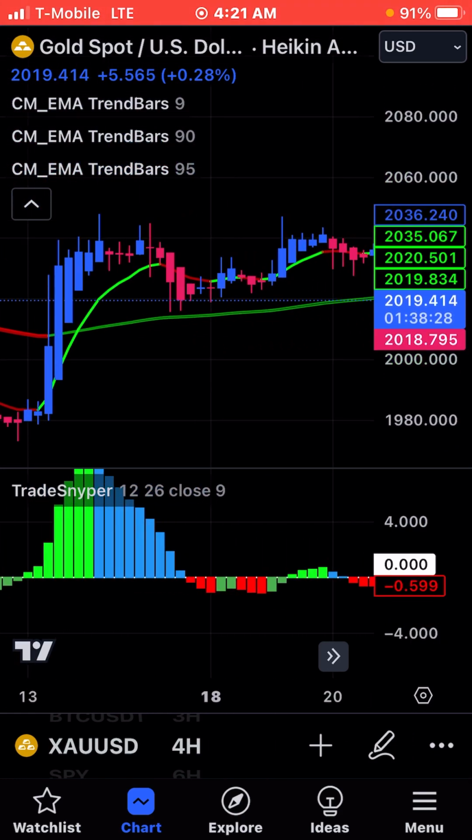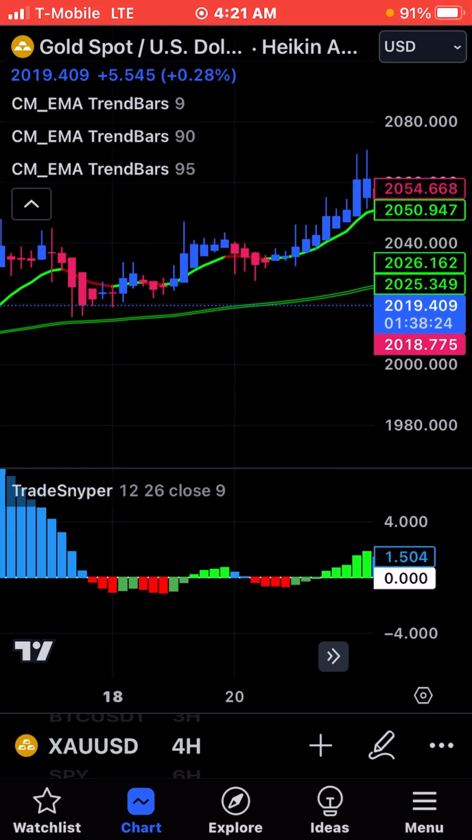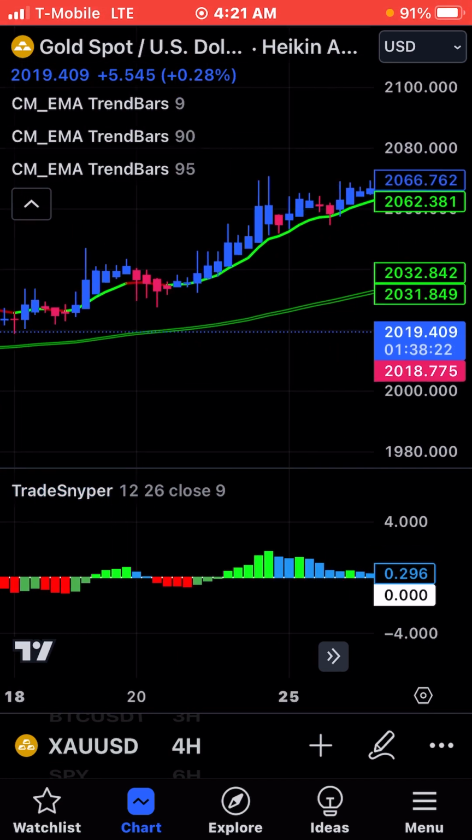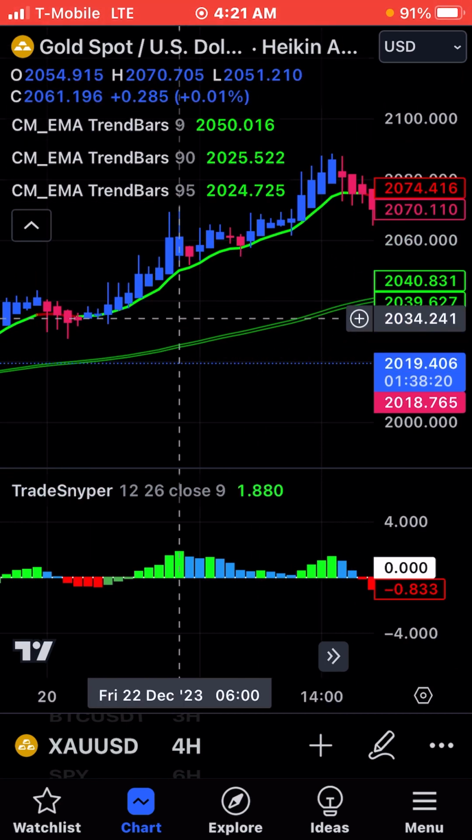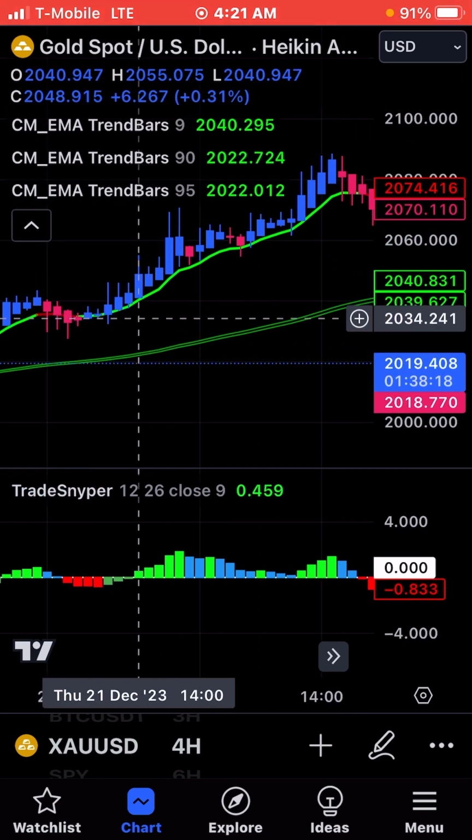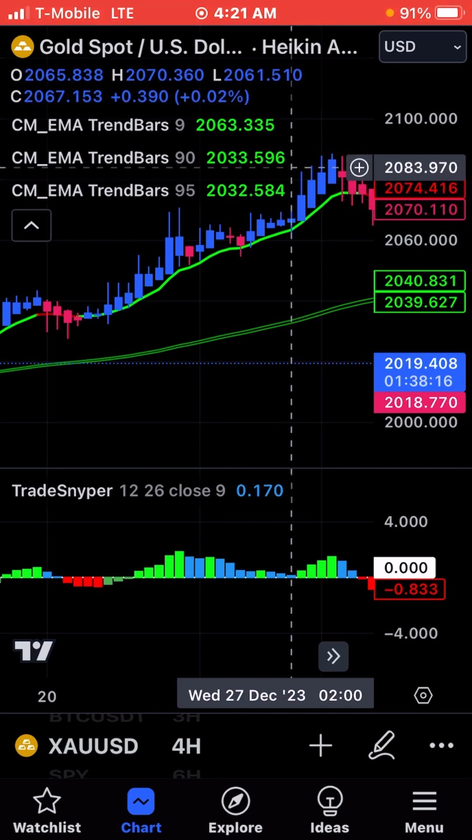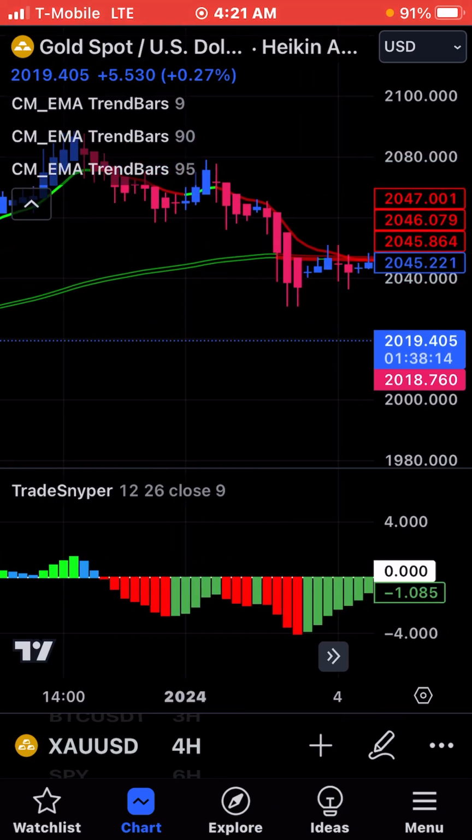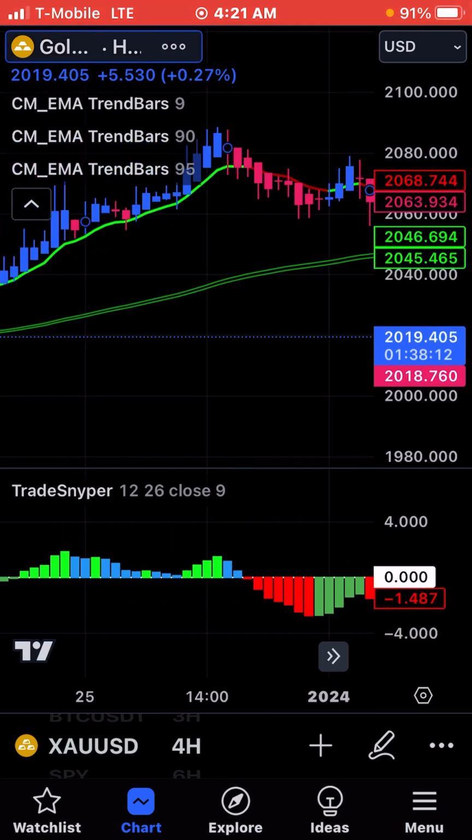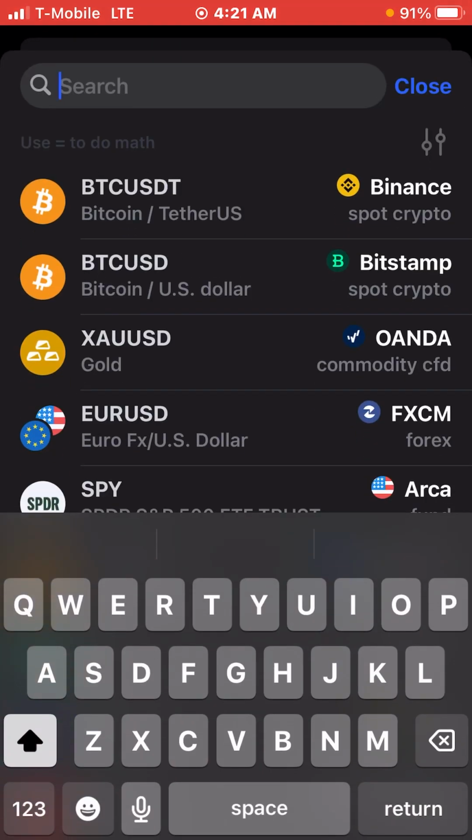Okay, so we see that it's going up right here. So you want to focus with your trade sniper or your MACD whenever it goes up and above the 0 line. So you find that moment right here. You can ride that one out. And that's the only one for that one. So let's look real quickly.